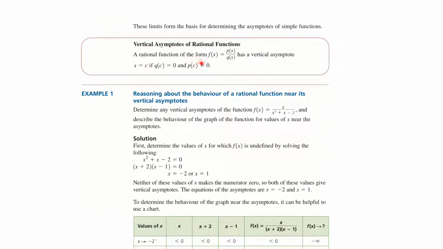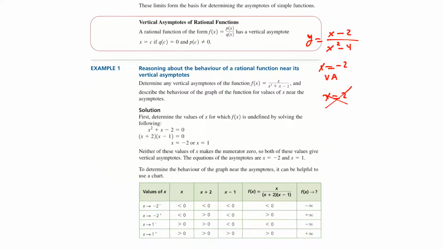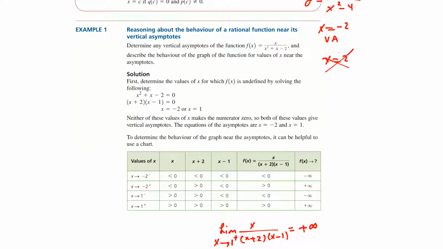A rational function in the form of f of x equals p of x divided by q of x has a vertical asymptote at x equals c if q of c equals 0 and p of c is not. For example, if we consider y equals x minus 2 over x squared minus 4, x equals negative 2 is the vertical asymptote of the function, and x equals 2 is not the vertical asymptote, since both numerator and denominator are 0 when x is 2.